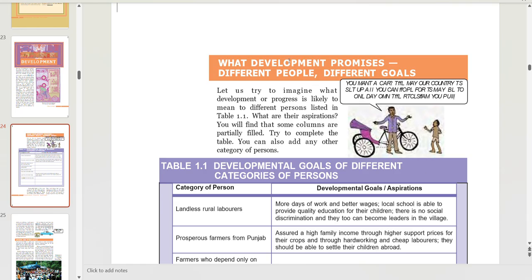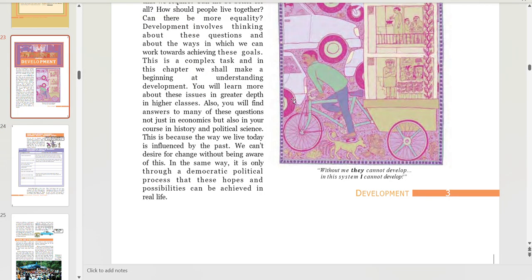so next is what development promises, different people different goals. But before going to this topic, let's conclude this part. Okay, so in this part NCERT is introducing that the meaning of development is to make people's lives better, fulfil their needs, give them respect in society, and build a society where everyone lives with equality and happiness, right? These all lines are talking about only these things.